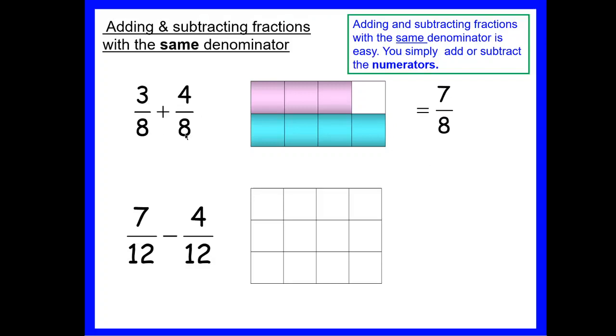So when the denominators are the same, we keep the denominator because that's telling us what it's out of in total, and we add the numerators to see how much we've got.